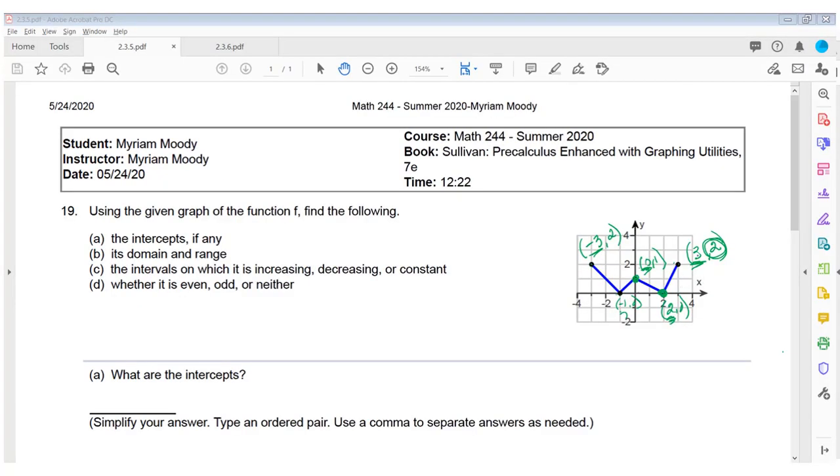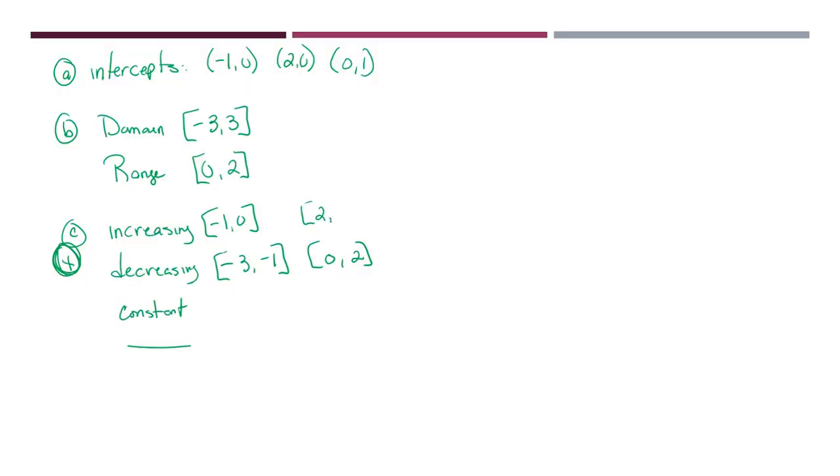And then from (2, 0) to (3, 2), yeah, it looks like it's an increase. And again, we're looking at x's. It looks like 2 to 3 for an increase. And that should cover every part of this particular graph. So it starts on a decrease from -3 to -1, then at -1 it increases to 0, then at 0 it decreases to 2, and then at 2 it increases until 3. Was there any constant on this particular graph? Nope, no constants whatsoever. So we write none.